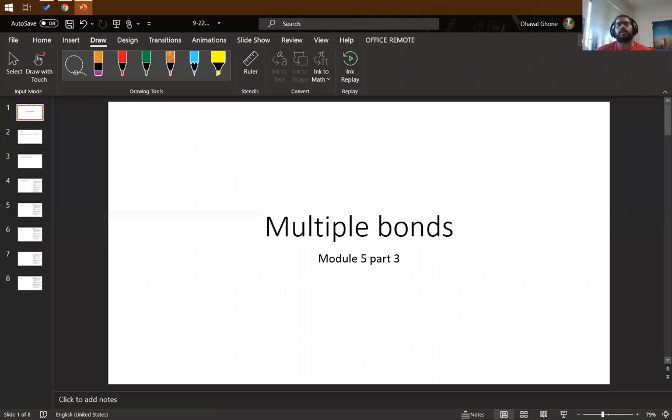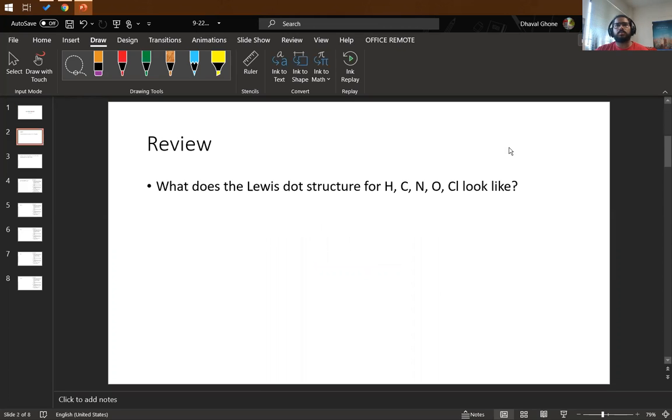Everyone. Someone asked me to record this session for today, and so today's session is on Module 5, Part 3, multiple bonds. In the last session, we spoke about making covalent bonds between atoms, and they all made single line bonds, right? And so today we'll talk about how to make double and triple bonds. Before we start, let's do some review.